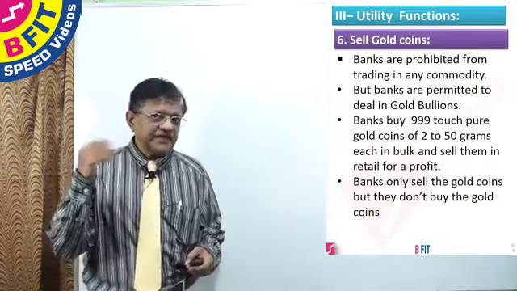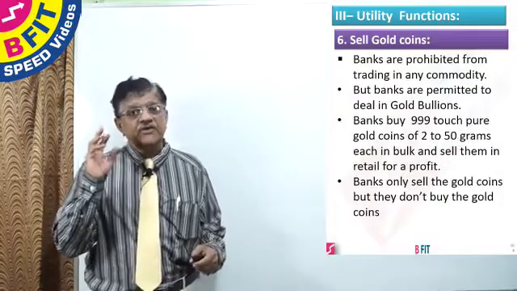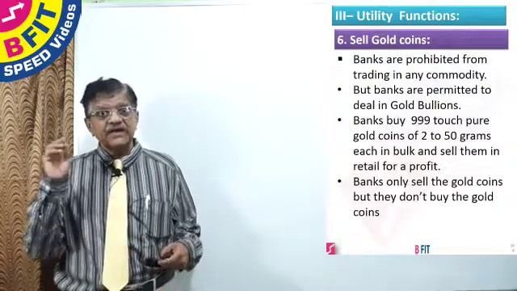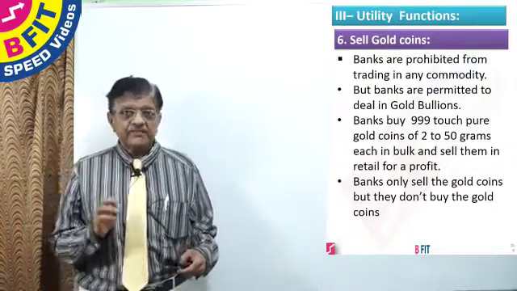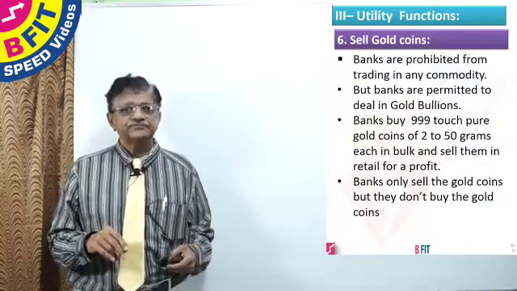As we have seen in the beginning, while talking about the definition of banks, banks are prohibited from trading in any commodity. But how can they sell gold coins? It is because banks are specifically permitted by the Reserve Bank of India to sell gold coins. They can deal in bullions and gold coins.